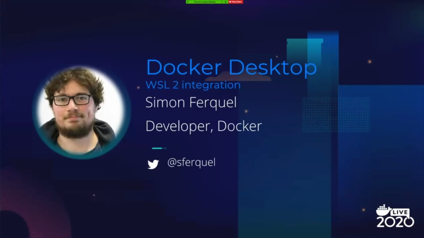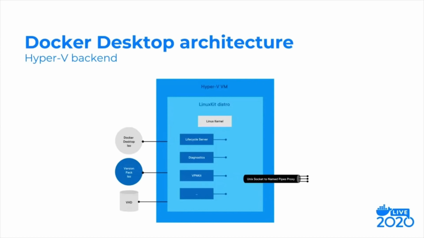And one thing that is really funny with Linux Kit is that it's really fast to iterate on building Linux images. So we use that with Docker Desktop, and we assemble our Linux Kit distro out of two ISO files, one which contains the base of the Docker Desktop tools and services, and one that we call the version pack, which contains Docker daemon binaries, as well as Kubernetes. And finally, in order to persist data on disk, we actually create a VHD and we attach that to the distro and mount that in the correct place.